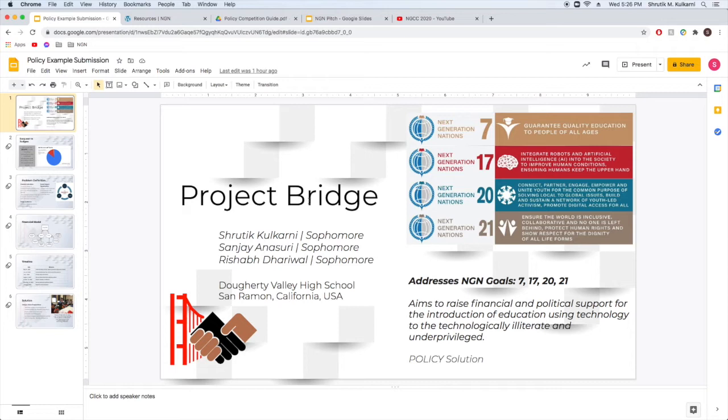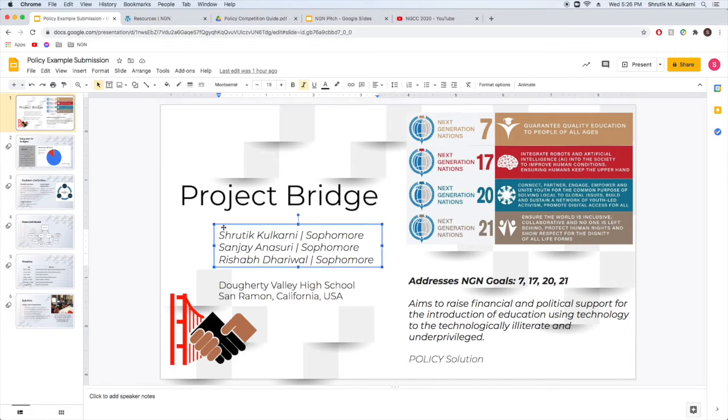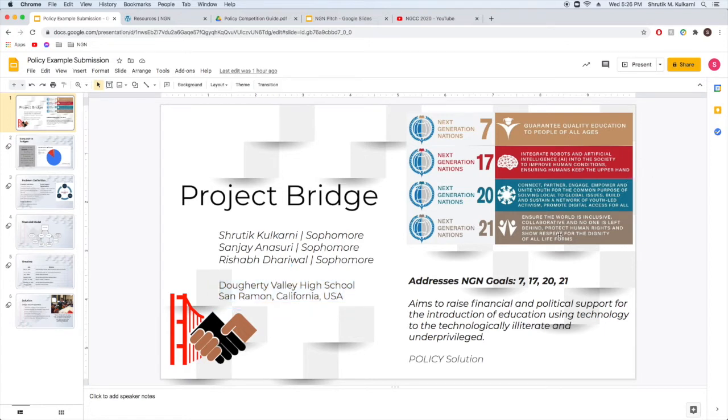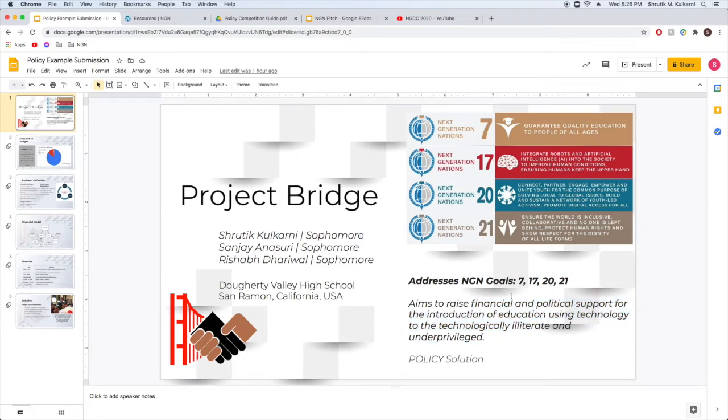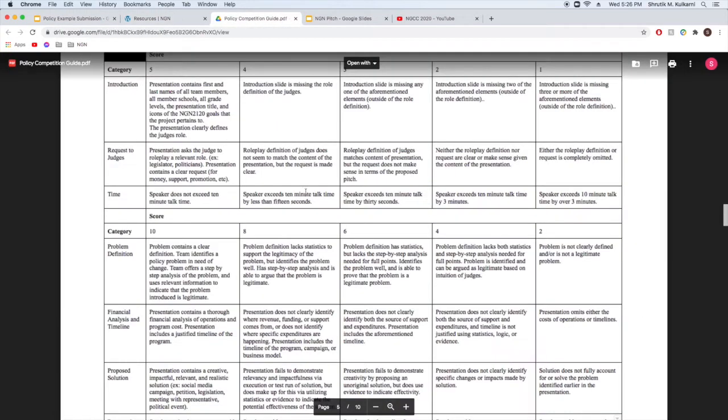So this is the introduction slide. As you can see, we have our title. We have all of the names and our grade levels. Since all these students attend the same school, we have the school and area. We have the goal icons and or banners, and then we define the judges' roles right here to raise financial and political support, to give tech to the technologically illiterate and underprivileged. We then state it is a policy solution, and we talk about which goals it addresses. So pretty much that covers all the bullet points.